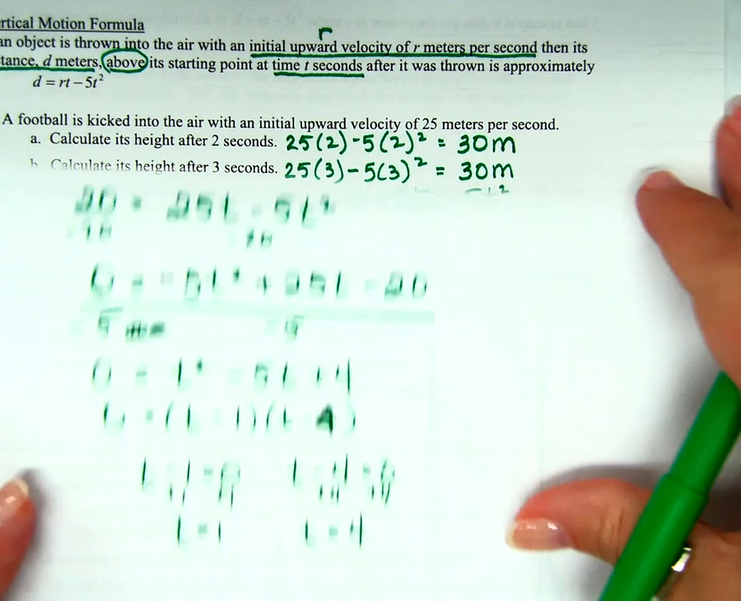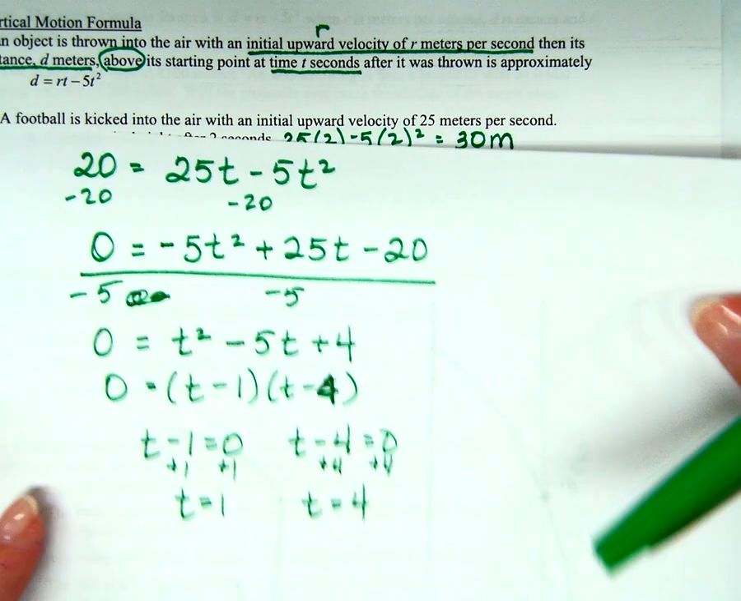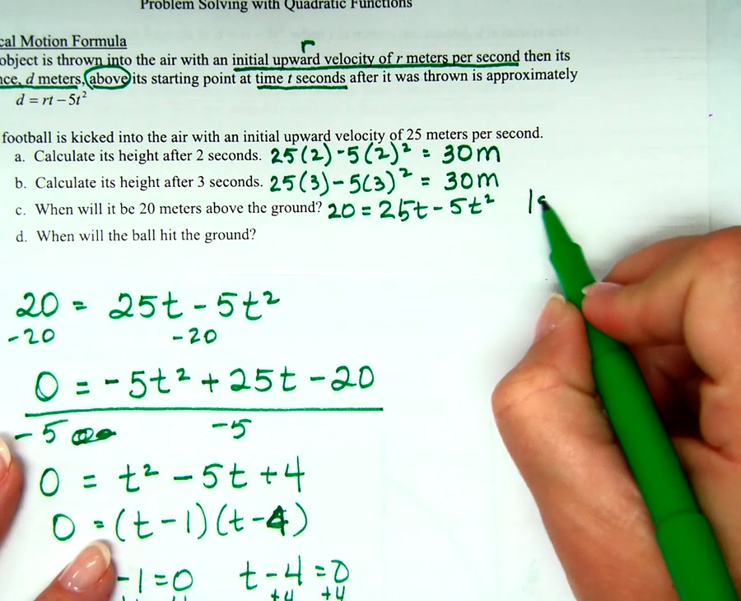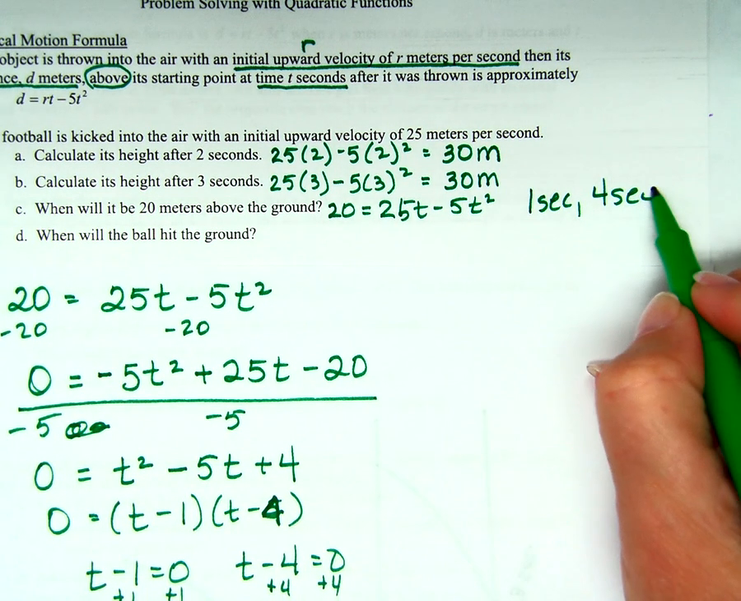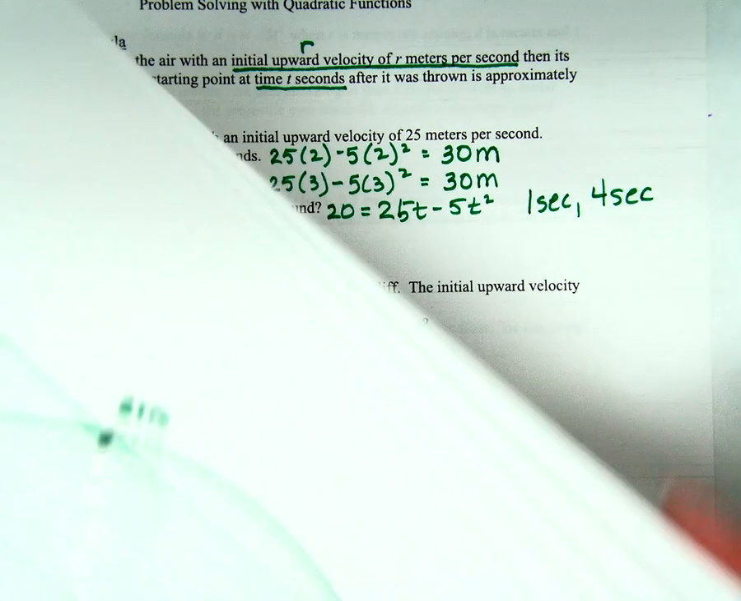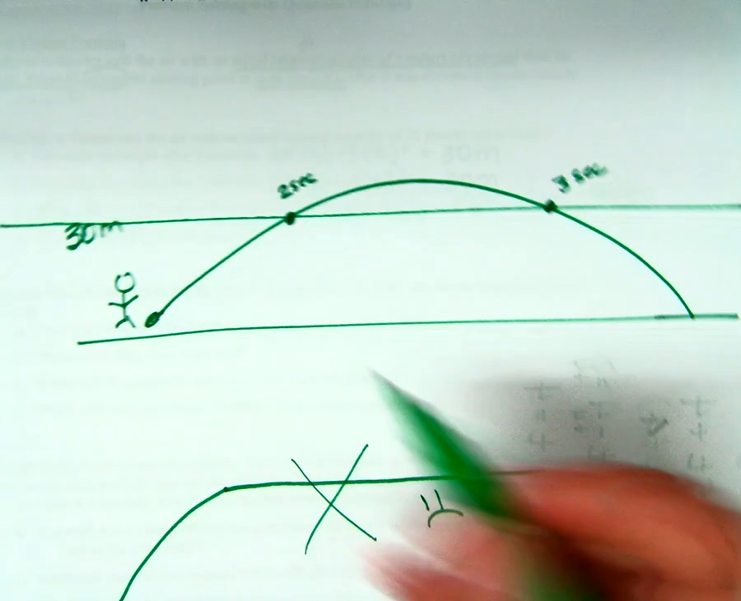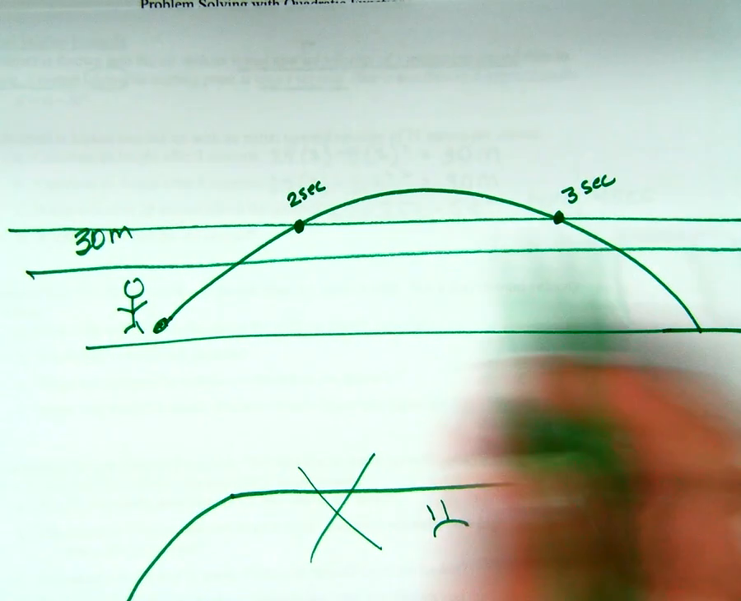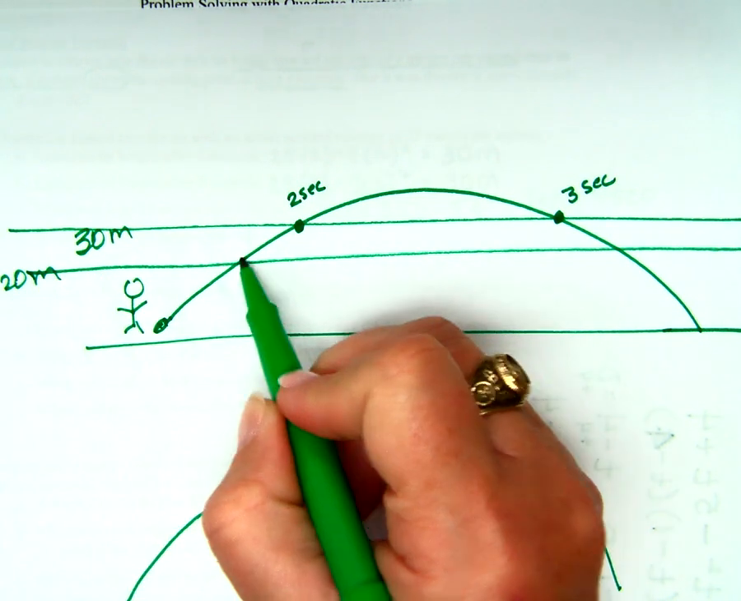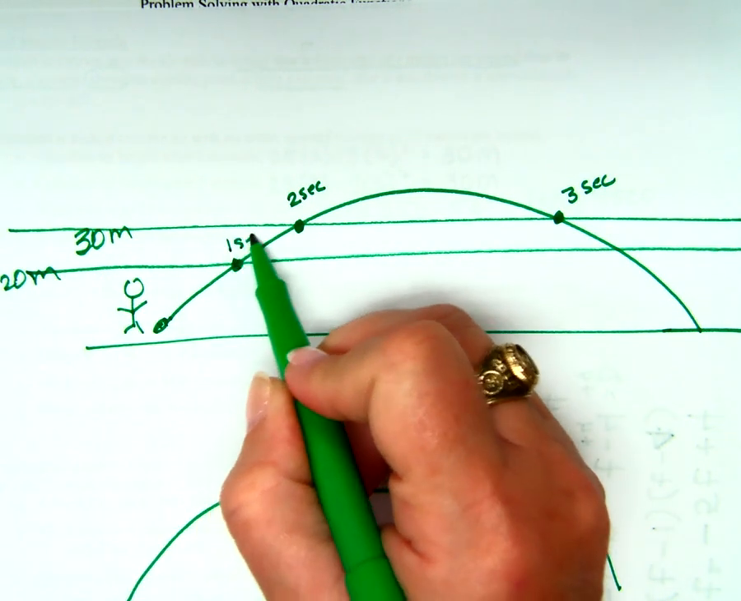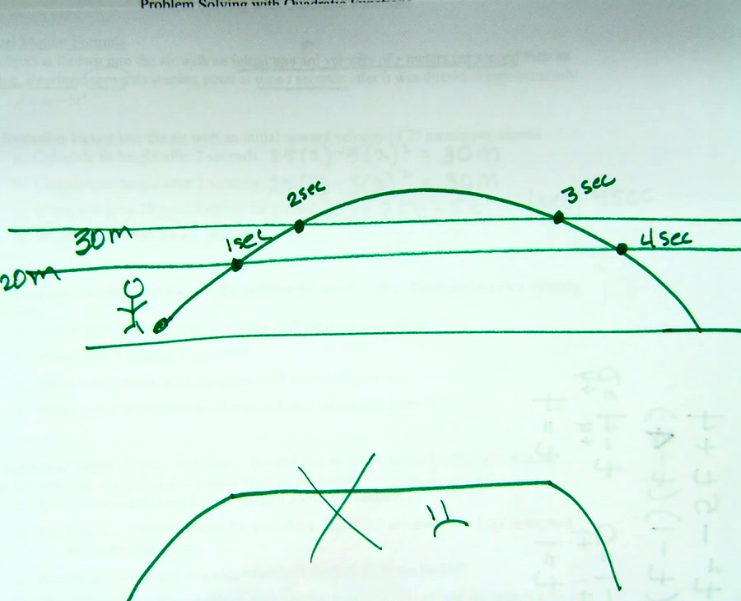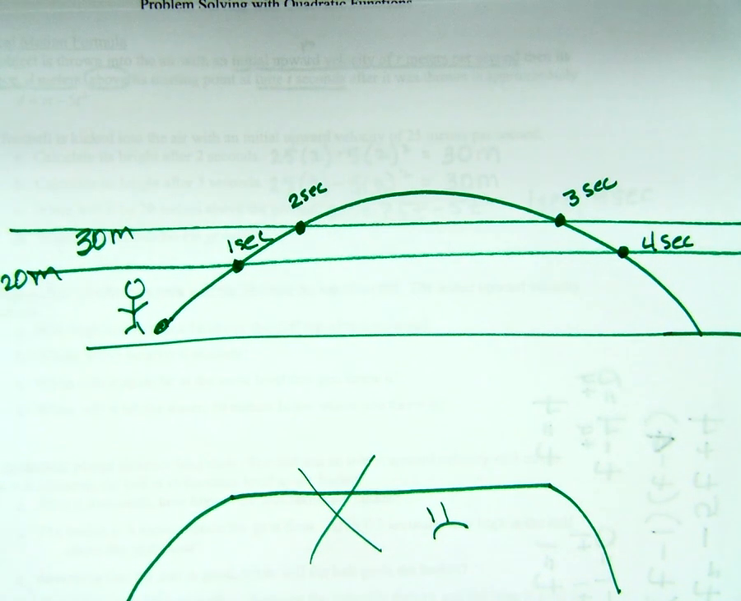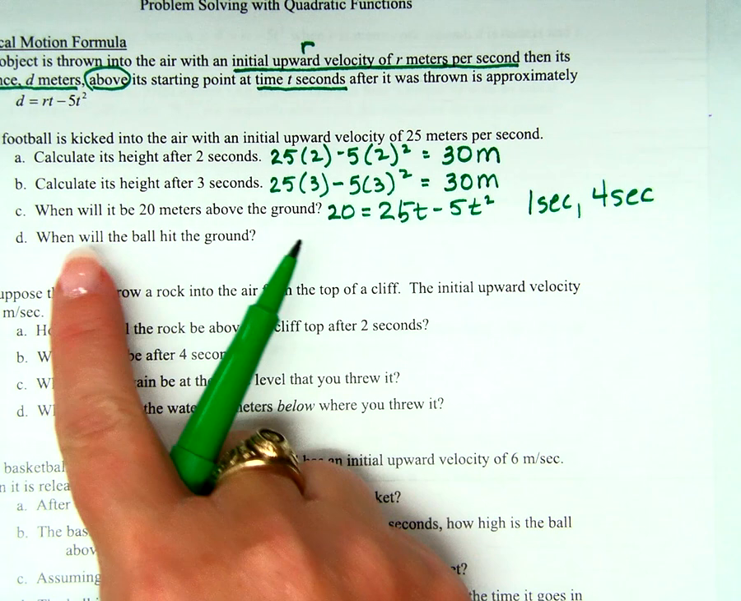Well, what answers did we get? 1 and 4. So 1 second and 4 seconds. Does that make sense in context of the problem? When will the ball be 20 meters above the ground? 1 second. 4 seconds. Yes? Okay. When will the ball hit the ground?